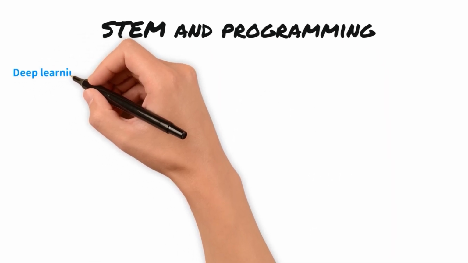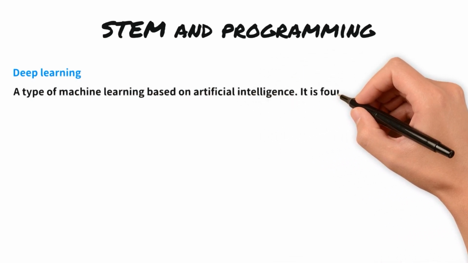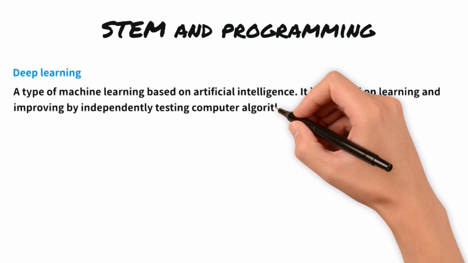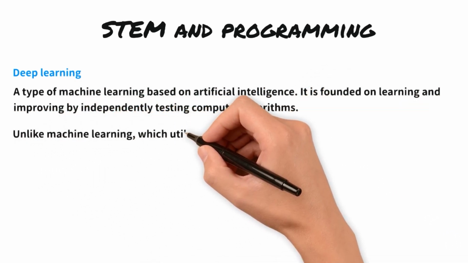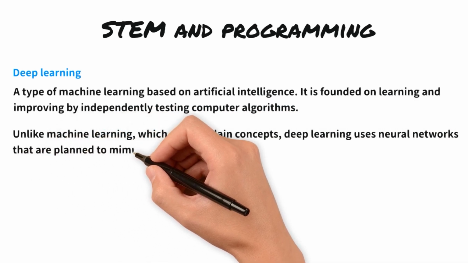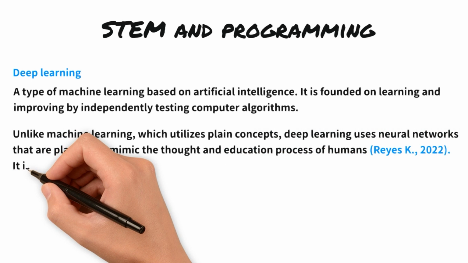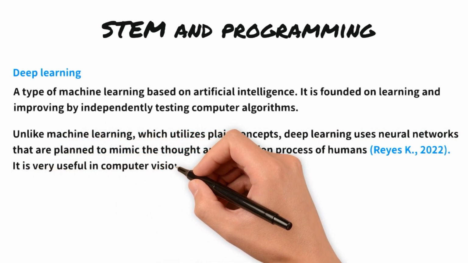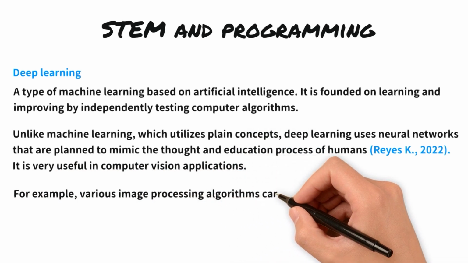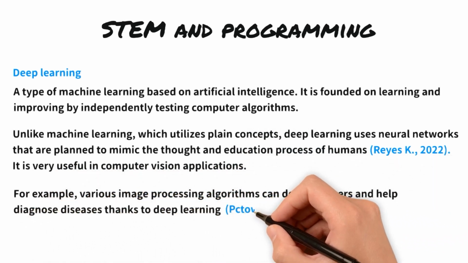Deep learning, a type of machine learning based on artificial intelligence. It is founded on learning and improving by independently testing computer algorithms. Unlike machine learning, which utilizes plain concepts, deep learning uses neural networks that are planned to mimic the thought and education process of humans. It is very useful in computer vision applications. For example, various image processing algorithms can detect cancers and help diagnose diseases thanks to deep learning.